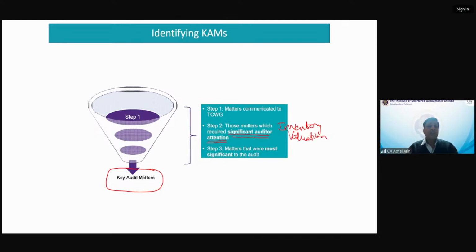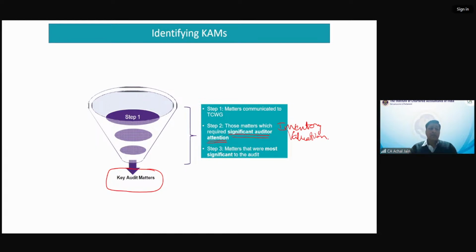Similarly, we may say that there could be some matters which are quite significant to the audit in terms of the judgment which was required to be done. Say revenue recognition. Or if you talk about some of the estimates which have been made by the company, or some of the litigations which could be there in the company. So these are some of the matters which are quite significant in relation to any company.